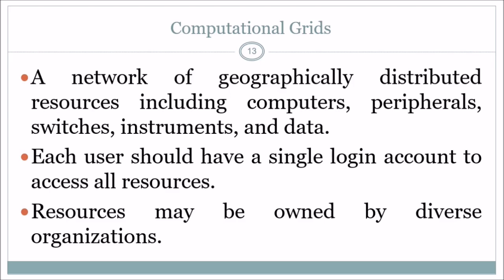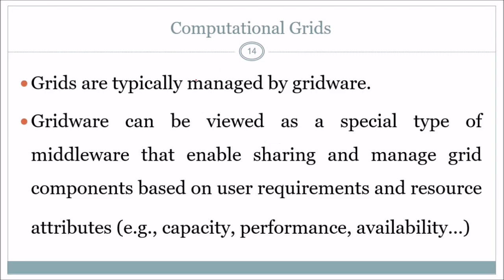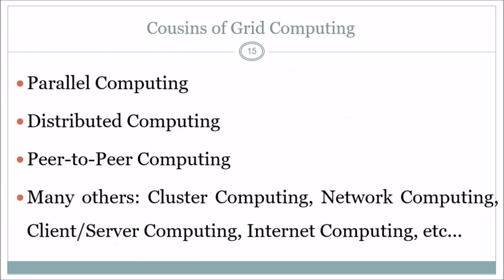So computational grids, as we suggested, are a network of geographically distributed resources including computers, peripherals, switches, instruments and data. Each user should have a single login account to access all resources, and resources may be owned by diverse organizations. The grids are typically managed by gridware. Again, a new name for the middleware. Gridware can be viewed as a special type of middleware that enables sharing and manages grid components based on user requirements and resource attributes like capacity, performance and availability.